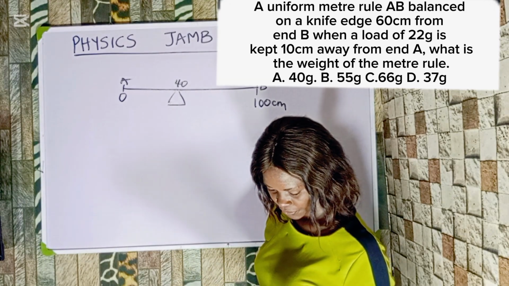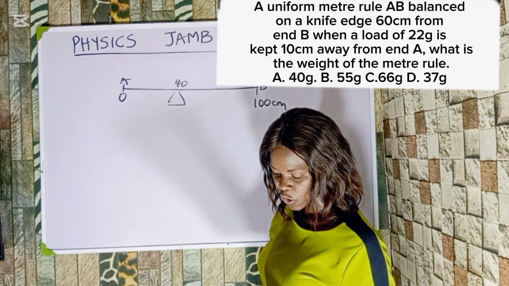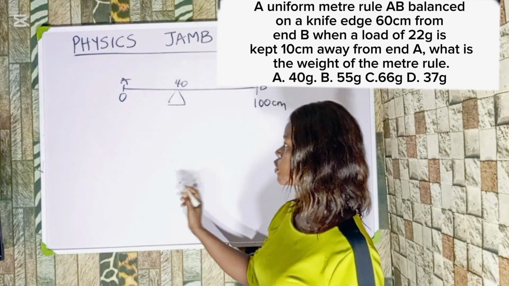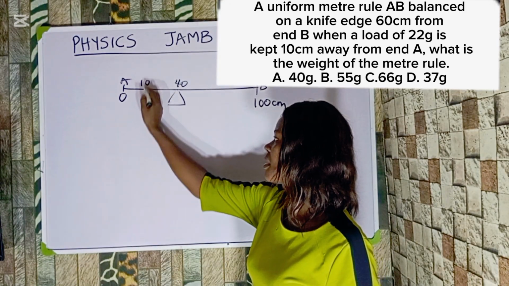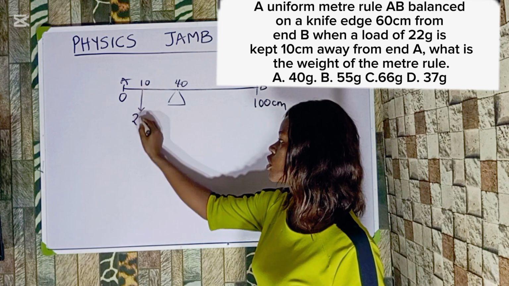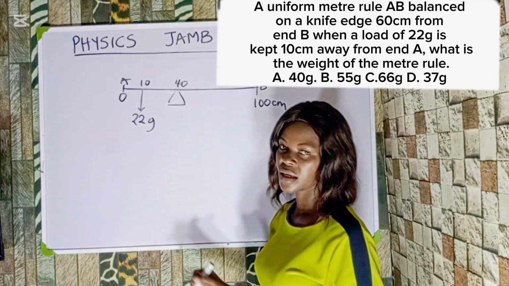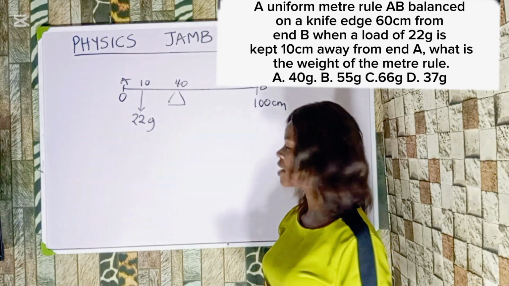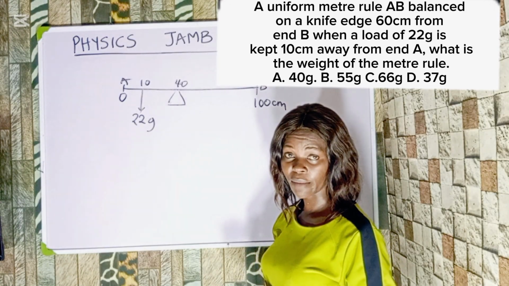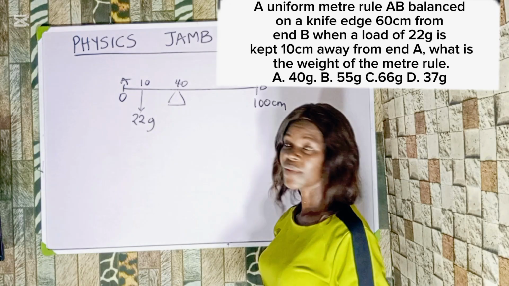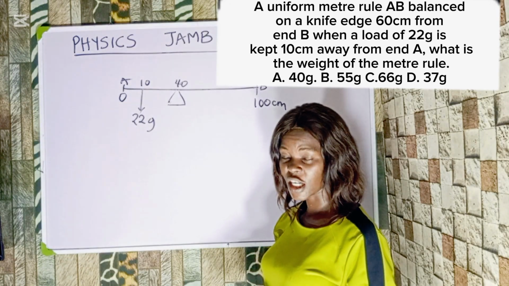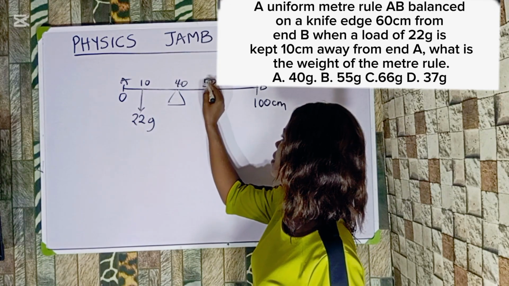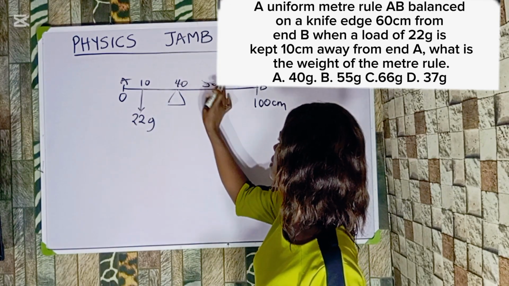So let's go. When a load of 22 grams is kept at 10 cm, now we have a load of 22 grams. This is 10 cm over here. They kept a load of 22 grams. Now what is the question? Where do we place the mass of this meter rule for us to get the weight? We're going to place it at the rightful center, because a meter rule has its center of gravity at 50. So that is where it's supposed to be. We're going to place it at 50.